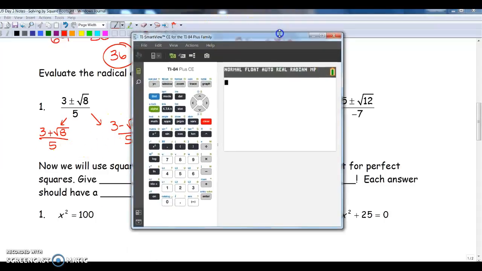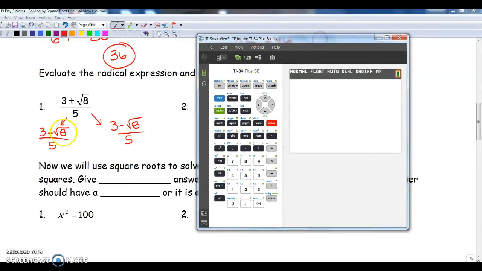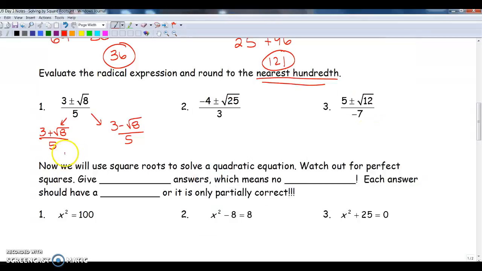When we use our calculator, we're going to type in just the numerator so that we can avoid any possible errors by trying to type in the whole thing. So type in 3 plus square root of 8. To do square root, you're going to do second and then the x squared button. Second, x squared, and then type 8. And then hit enter. And then you're going to divide by the denominator, divide by 5. And it says to round to the nearest hundredth, you get 1.17. So one of my answers will be 1.17.